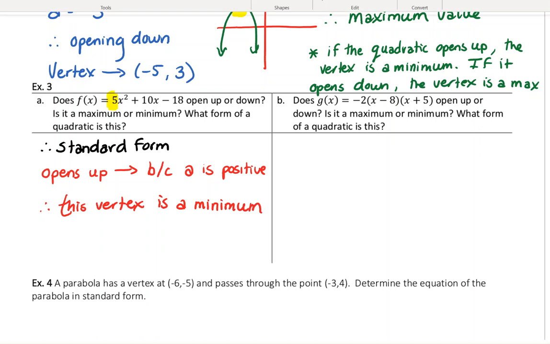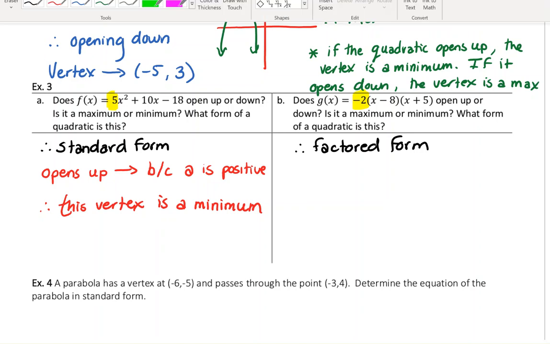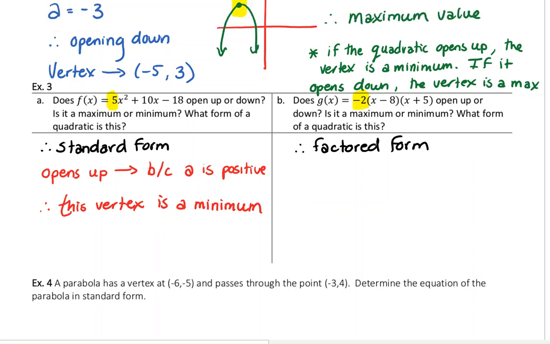Okay, and the next one, same thing. I'm going to start at the tail end of this question. It says, does this quadratic open up or down? Is it a maximum or a minimum? And what form of the quadratic is this? Well, this one is not something we've seen yet. So the only one we haven't looked at is factored form. Again, like standard and vertex form, factored form has an a value, which is that leading coefficient right there, the -2. That's our a value. If it's negative, therefore, it opens down. Why? Because a is negative.